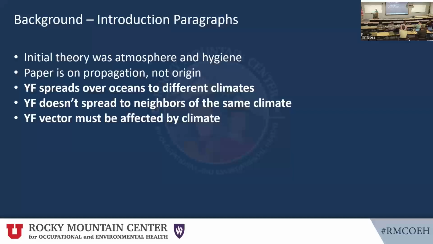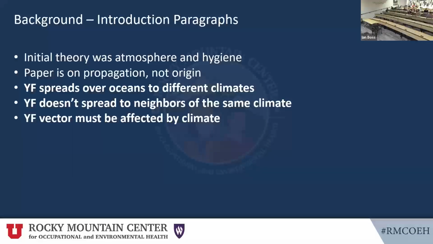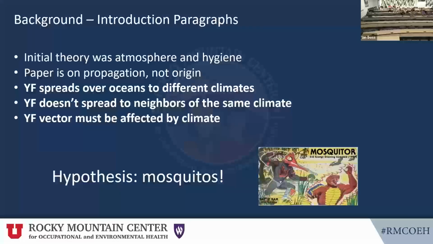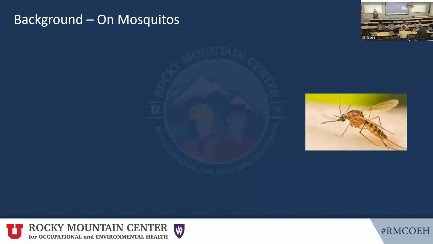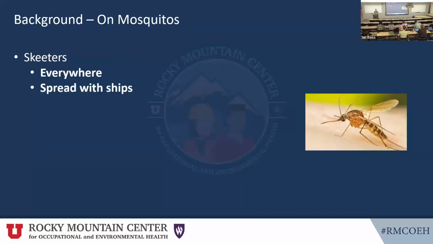He also notes that the weather does seem to affect yellow fever. If things are more muggy and hot, there's more yellow fever. So he notes that the yellow fever vector must be affected by climate. So his hypothesis is mosquitoes. Mosquitoes are spreading the yellow fever virus. So he studies mosquitoes. That's a mosquito. Mosquitoes are everywhere, and they tend to spread with ships across oceans.